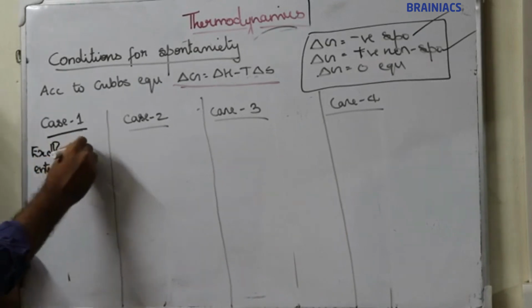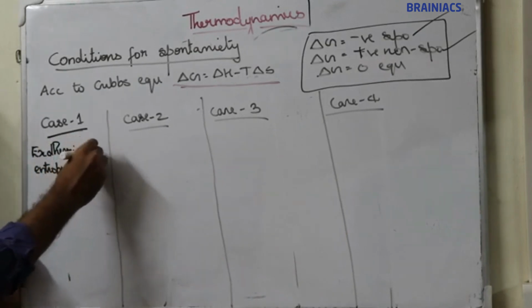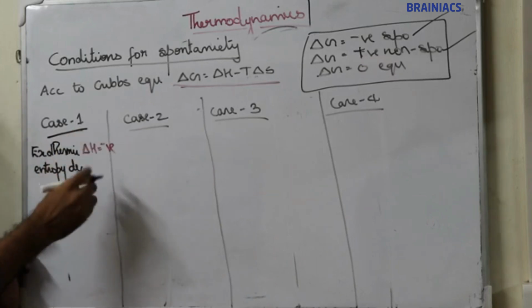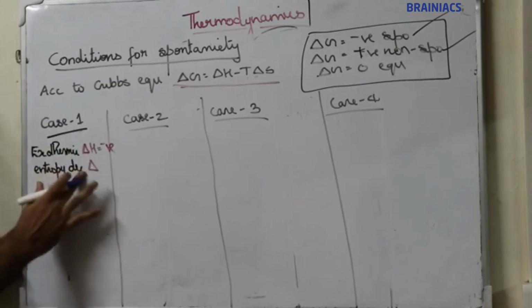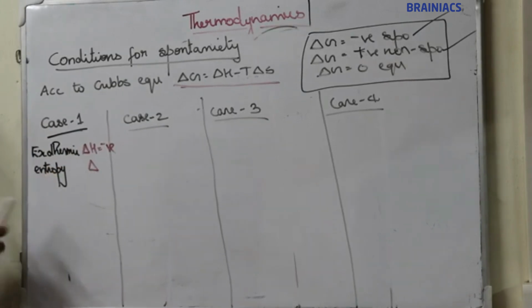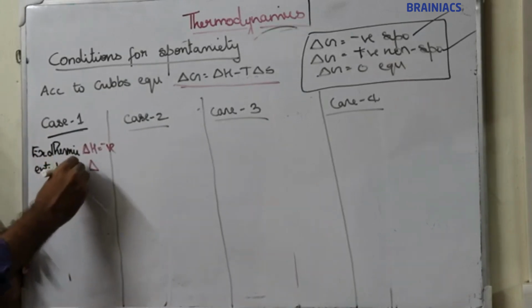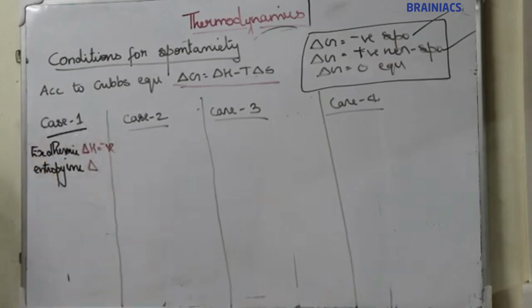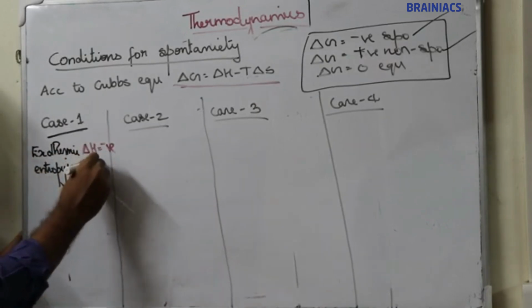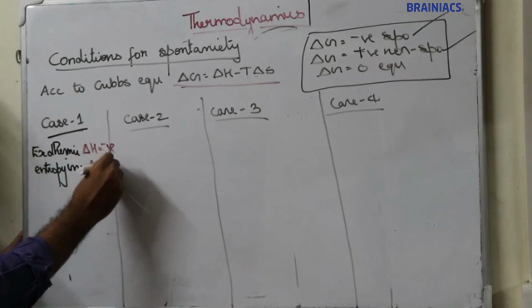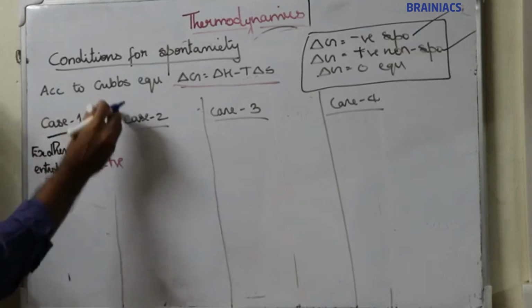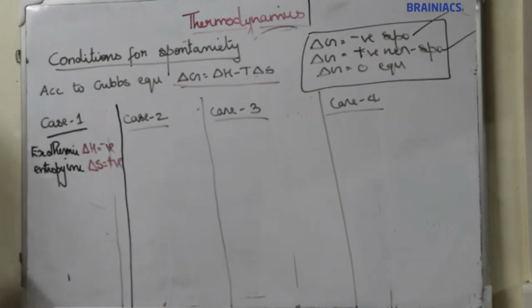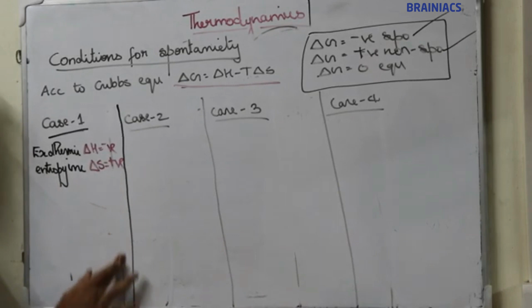For exothermic reaction, delta H value will be negative, right? Delta H value is negative, and for entropy, let it be increase. First we can consider the increase case. Entropy increases. So case 1, exothermic, that is delta H value negative, and entropy increases, delta S value positive. Consider first case, exothermic reaction with entropy increases.